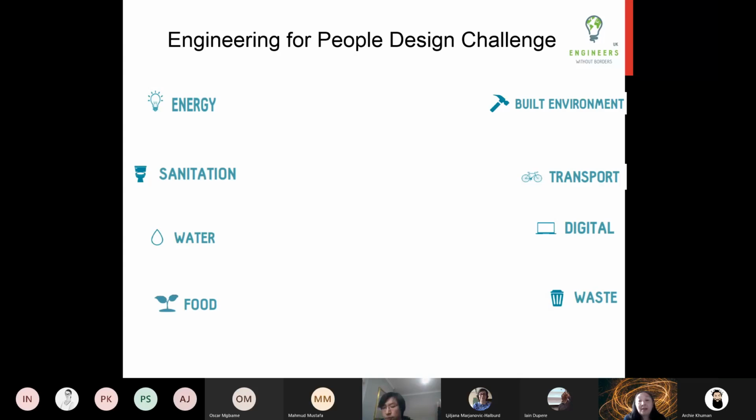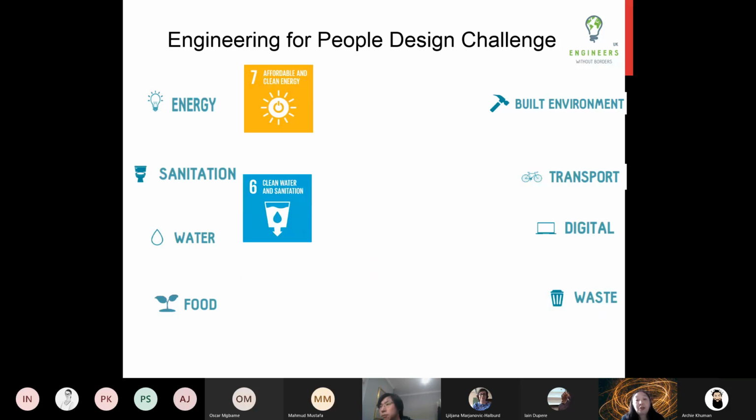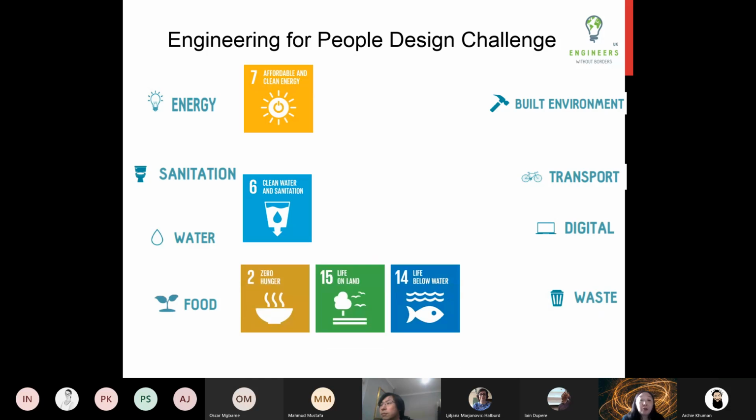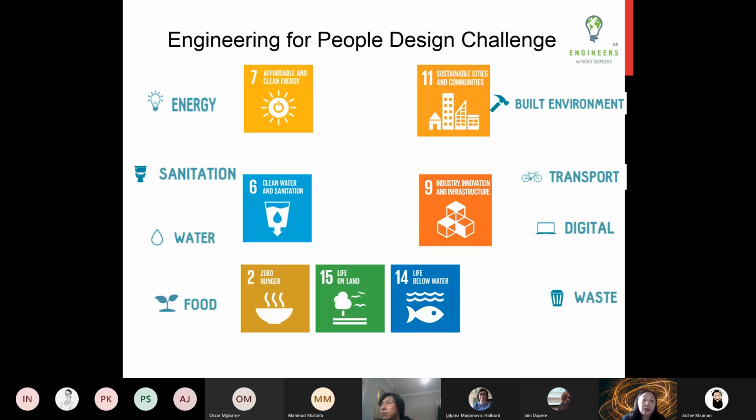For example, in energy, it clearly relates to SDG 7, affordable and clean energy. With the design areas of water and sanitation, we are addressing SDG 6. Also, food is important to address SDG 2, zero hunger, but it's also important to think where the food comes from. So SDG 14 and SDG 15 are important, life below water and life on land.